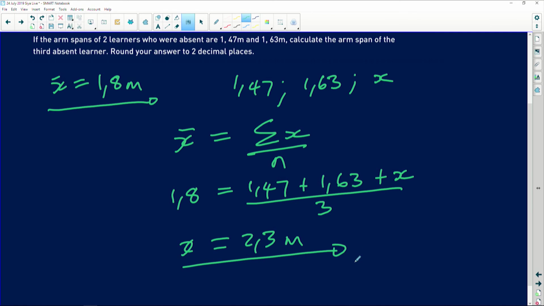So what did I just look at? We are given the mean for a certain group of learners. A group of learners means more than two. So right now they say if three learners were absent and we know two of them, and I know what the mean is for the three learners, how can I then find the third one? You add them, divide by the total, and equate it to the actual mean. So that's what you needed to do.